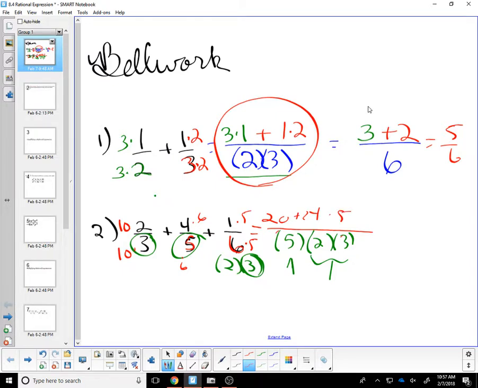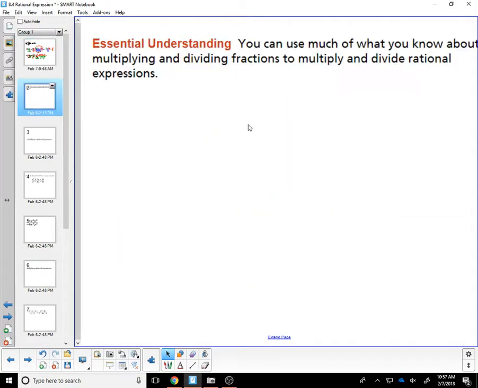So I wanted to throw that in because that skill, that piece in the middle that we're talking about, we overlook it. And we really need it. Not just for today, but once we get to 8.6, which is solving equations with that. Okay? We're looking for an LCD.